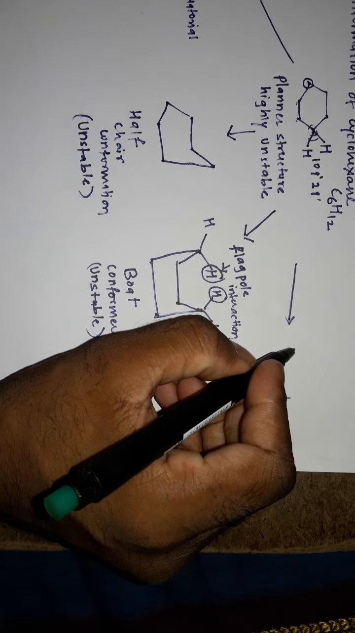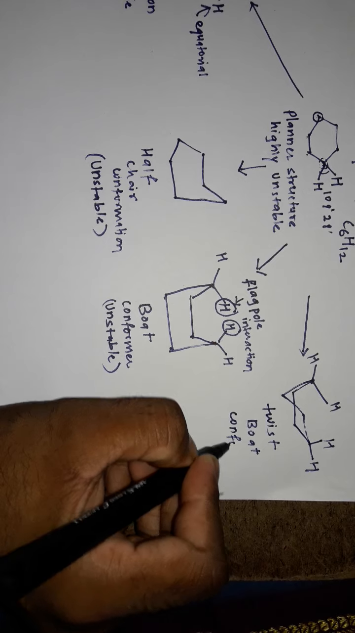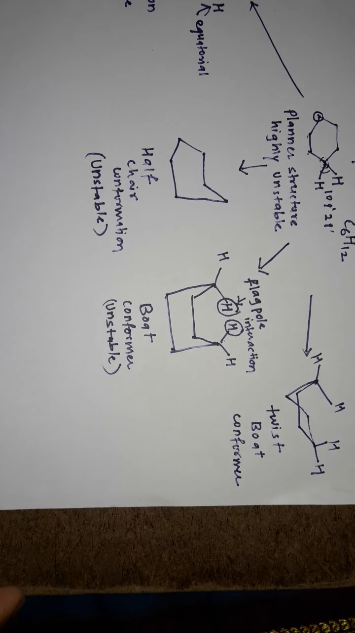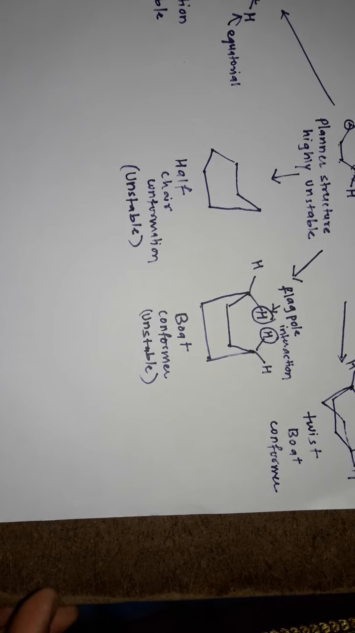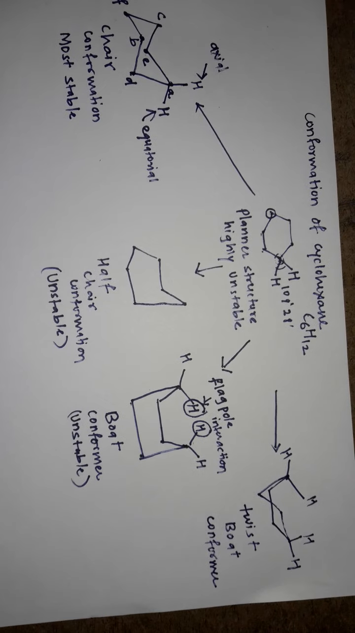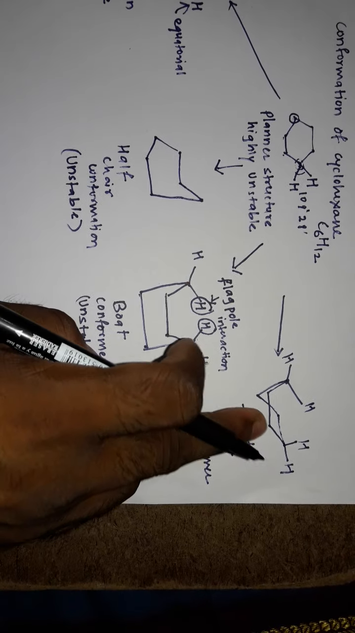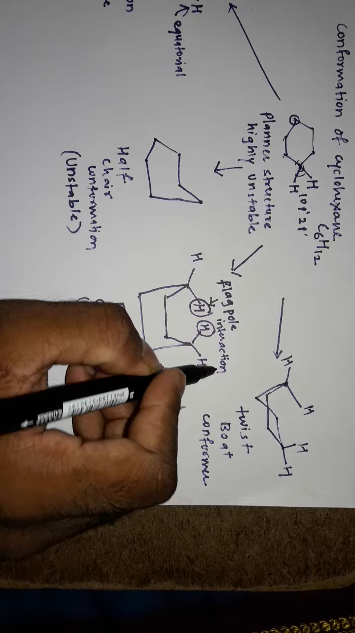So this structure is basically a twist boat structure, twist boat conformer. Okay. So this is how the conformation of cyclohexane we can write. Now in this structure we have removed this flagpole interaction.